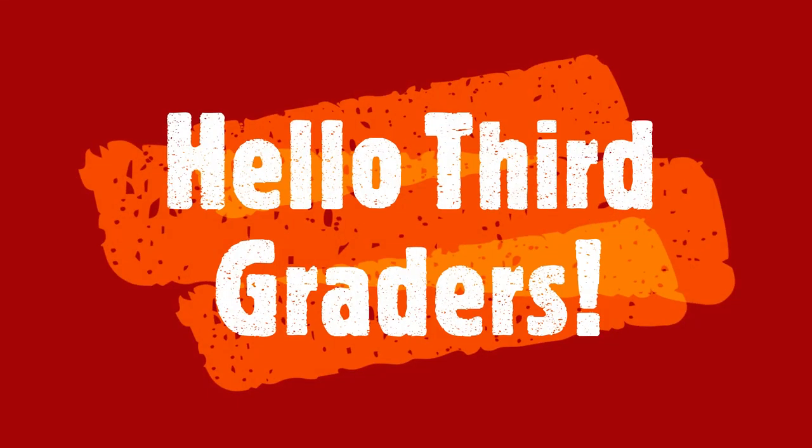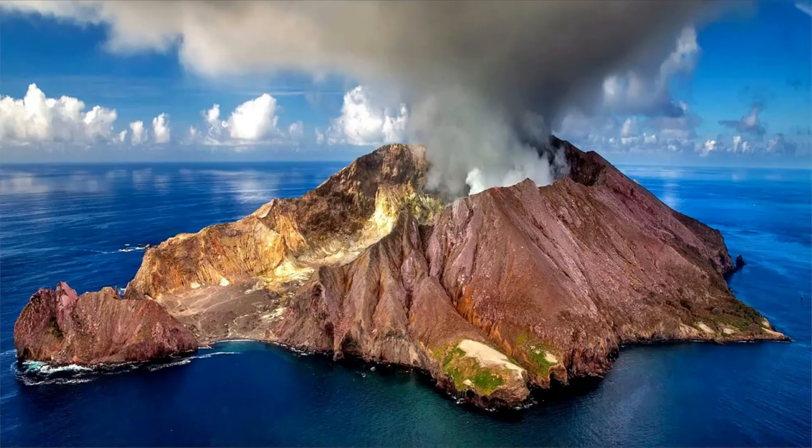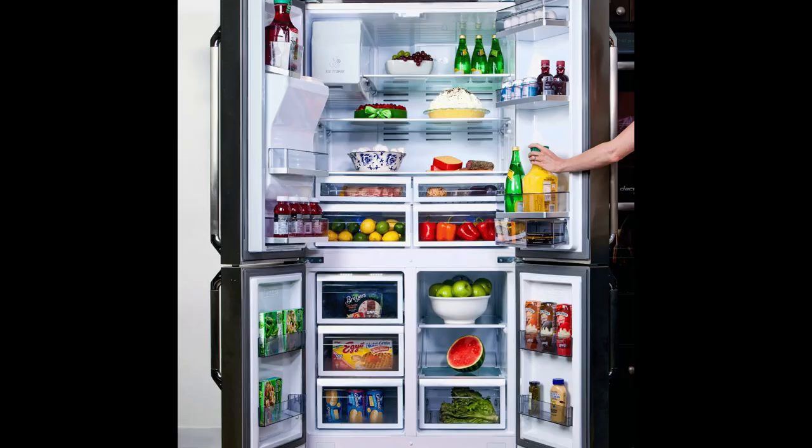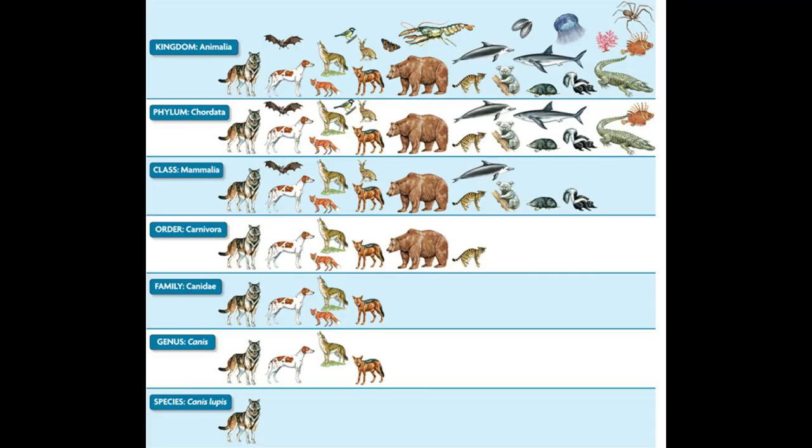Third graders, today we're going to learn a little bit about volcanoes. Scientists spend a lot of time defining and grouping nature. We practice this skill at the very beginning of the school year when we group food in a fridge. Then we spent most of the year talking about how living things are grouped as invertebrates or vertebrates, and how those vertebrates are grouped as fish, amphibians, reptiles, mammals, or birds.